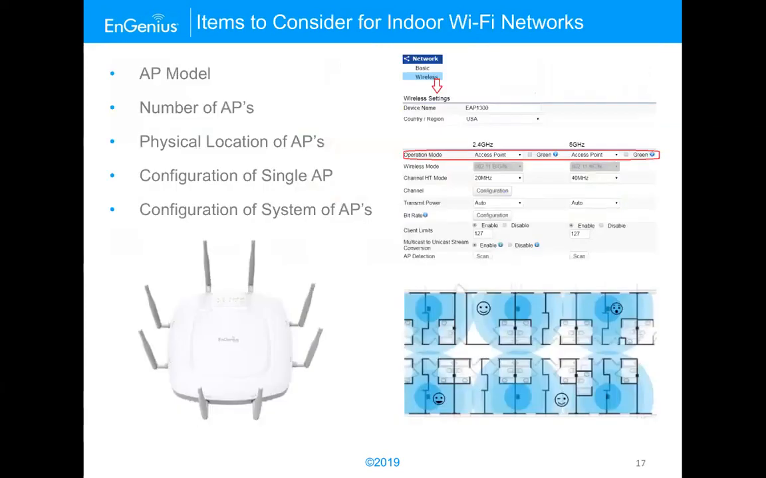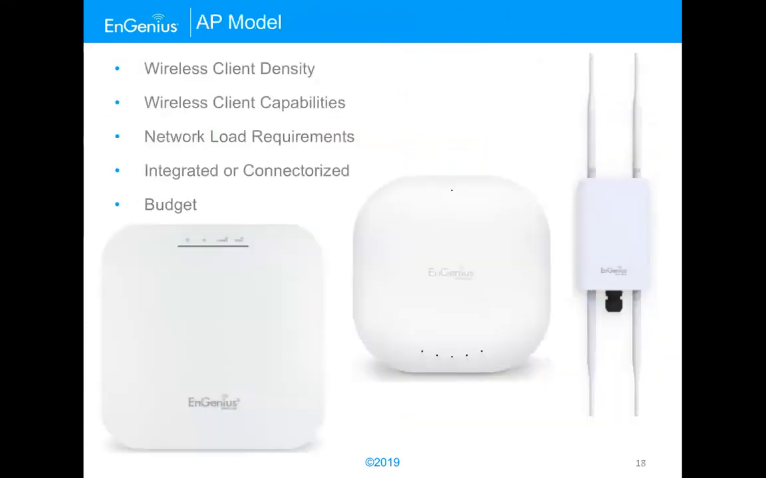So important things to consider are AP model, number of APs, physical location of APs, configuration of a single AP, and configuration of a system of APs. For choice of AP model, you're going to look at things like wireless client density. For example, if I was deploying my access points in a ballroom as opposed to a cubicle farm, in which a majority of the stuff in the cube farm is hardwired with very light wireless usage, I would use maybe a 4x4 or an 8x8 access point there, as opposed to a 2x2 like I use in the cube farm.